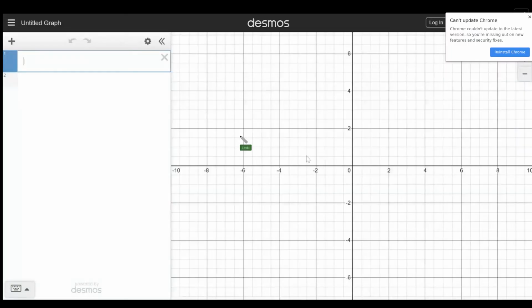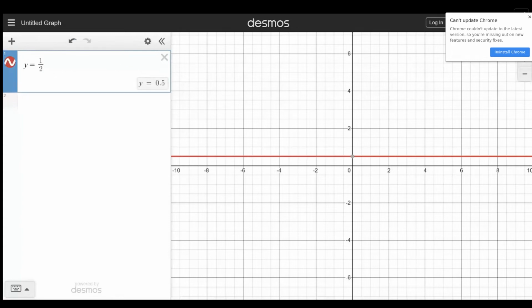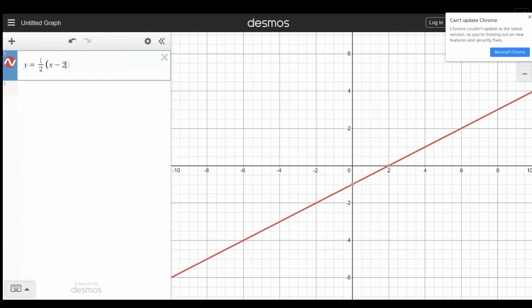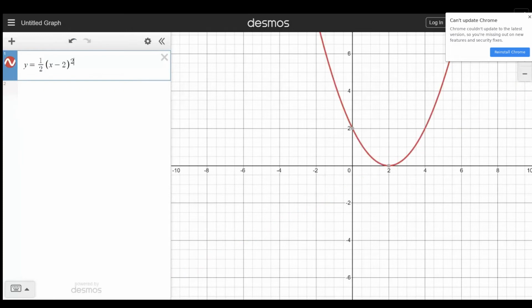All right, so here is my Desmos screen. We're going to go ahead and enter in the equation that you asked for, which is y equals 1/2 (x minus 2) squared. And this is what it looks like. We can tell right away that the solution happens to be the same thing as the vertex because it's where your quadratic crosses or touches the x-axis, and it's right here at (2, 0).